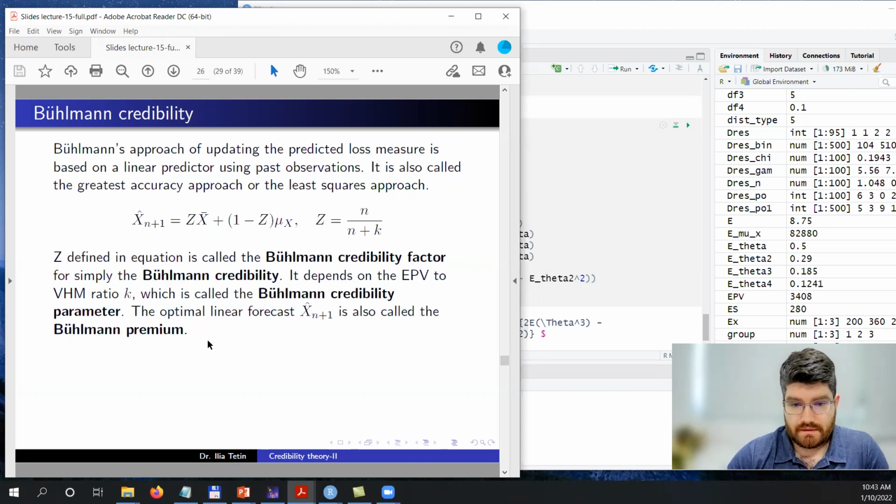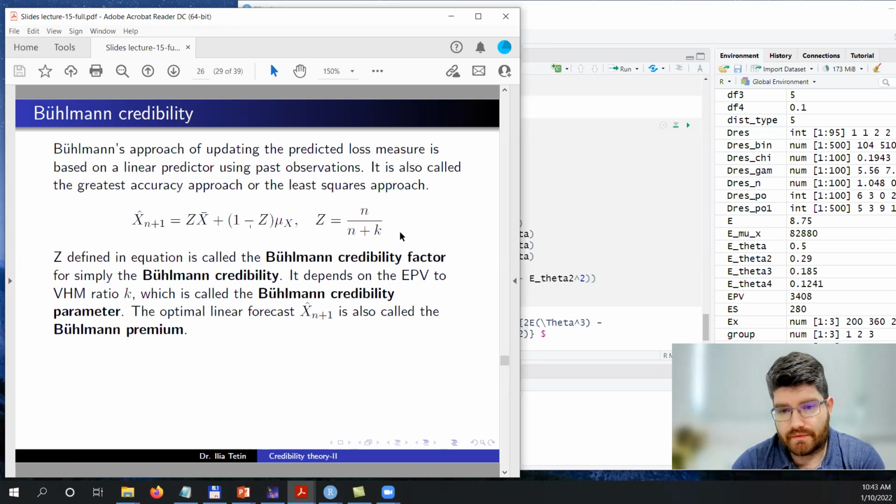So Z is the Bowman credibility factor, or Bowman credibility, and K is the Bowman credibility parameter, and the forecast for the next value of X is called the Bowman premium. So we just calculate the Bowman premium as a linear combination of the mean value and the mean value for X using this Z parameter. So what else can we say? The K depends only on parameters of the model, and Z is a function of K and the size N of the data. So this is how many data points we have.